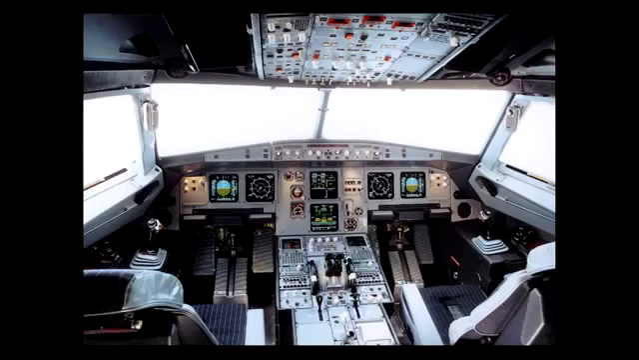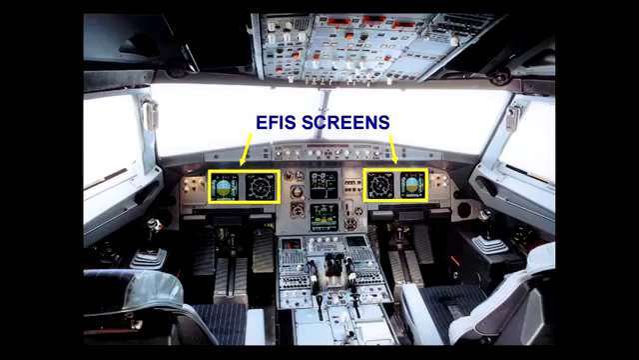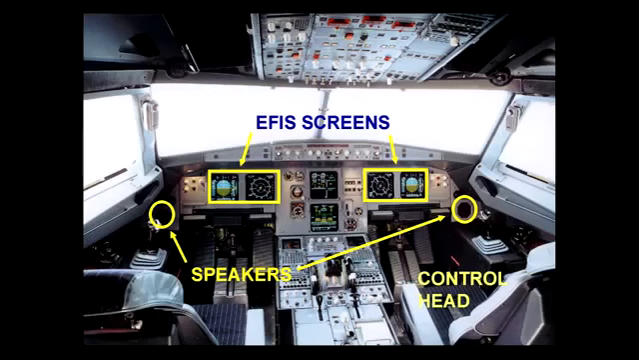The TCAS II system installed in the Airbus combines the controls for the altitude encoding transponder with the traffic alerting and collision avoidance system. The components of the TCAS system are the flight instrument screens, which are used to display target location and avoidance commands, two loudspeakers mounted beside the instrument panel, and a control head located on the center instrument console.